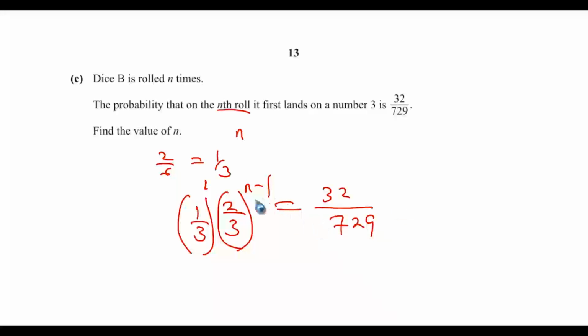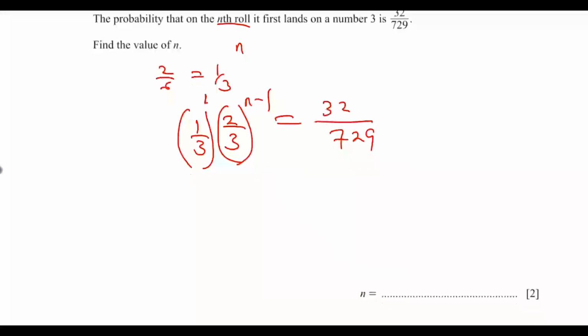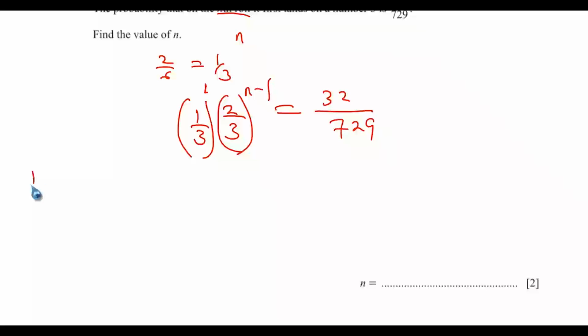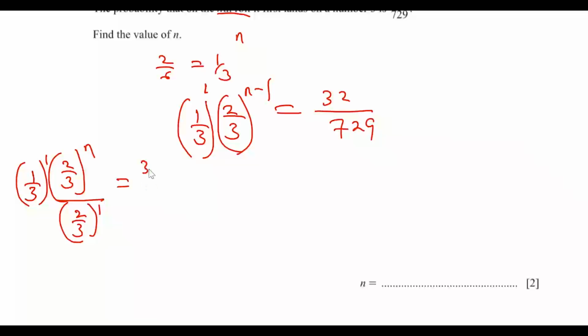Okay, so to do this, we can rewrite this one. This is indices. So we can write this as 1 over 3 to the power of 1, then 2 over 3 to the power of n, then divided by 2 over 3 to the power of 1. Okay, so if you apply the division law of indices, this will give you 2 over 3 to the power of n minus 1. I just have to return it back. Then it's equal to 32 out of 729. So here 3 will cancel 3.